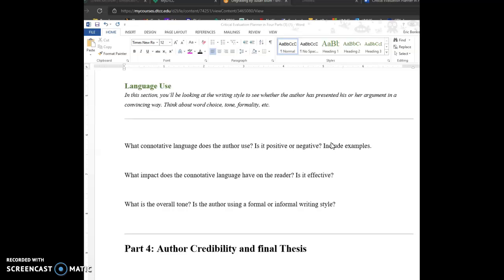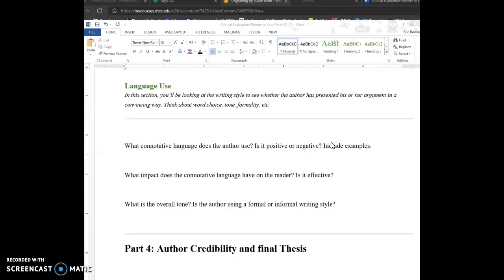So that's how you want to kind of approach answering that question. What impact does the connotative language have on the reader? Is it effective? We talked just a little bit about that a moment ago. And then the last question is, what is the overall tone? Is the author using a formal or informal writing style?